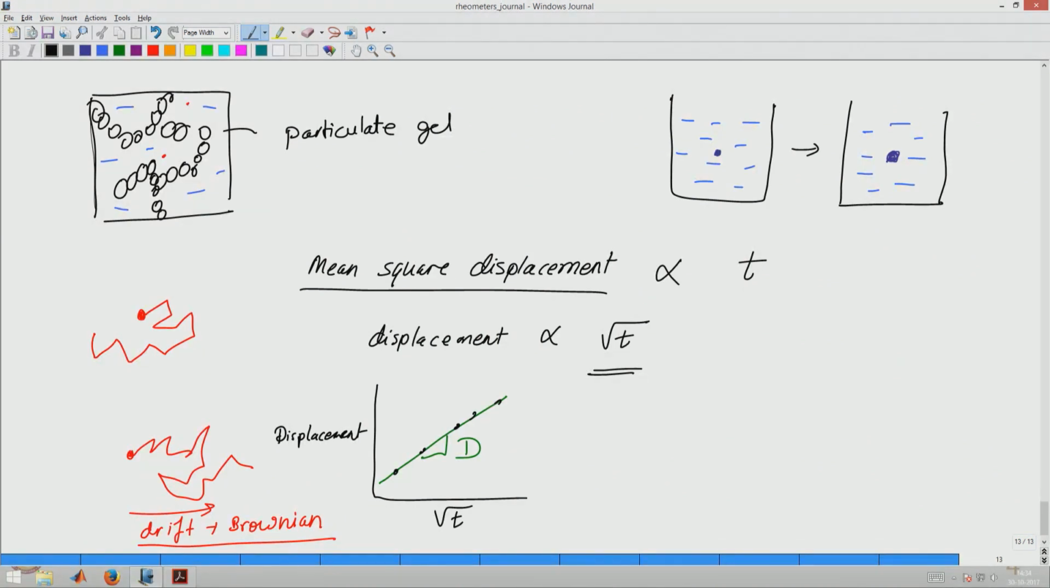What if the fluid that is surrounding these particles is viscoelastic? Okay, what would you expect?